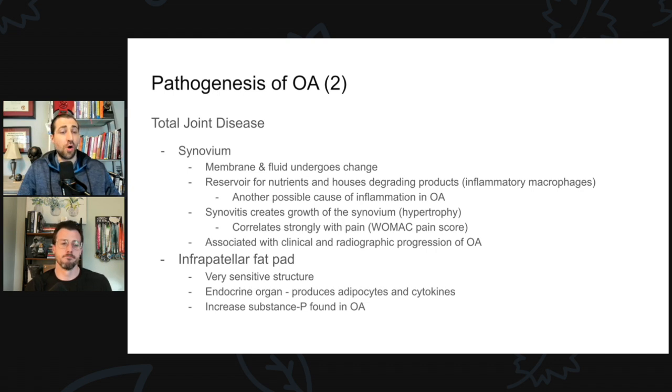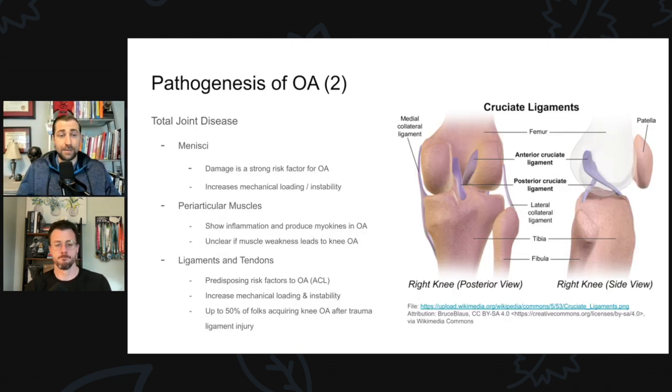Infrapatellar fat pad is also involved. We already know that this is a very sensitive structure. It's got a lot of nociception in it. What's also interesting is that the infrapatellar fat pad is an endocrine organ, right? It produces adipocytes and cytokines. Those are pro-inflammatory compounds. We also know that there's increased substance P in osteoarthritis, which is associated with pain and comes from that infrapatellar fat pad. So the fat pad might be taking stress, and as a result, it's creating inflammation, and that can continue osteoarthritis within the entire joint. So kind of cool. I didn't know that. It's kind of a unique finding, right?